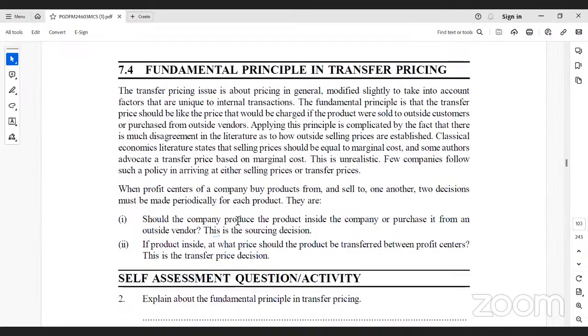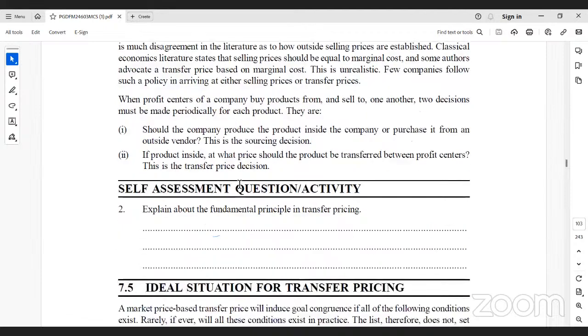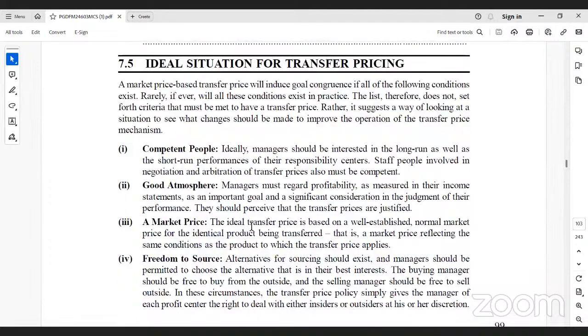So, what are the fundamental principles of transfer pricing? The fundamental principle: should the firm produce the product inside the company, or purchase it from an outside vendor? So they need to take a decision, right? And if produced inside, what price should the product be transferred at between the profit centers, right? But it's not easy to fix the price of any commodity, even in a perfect, competitive market, right?